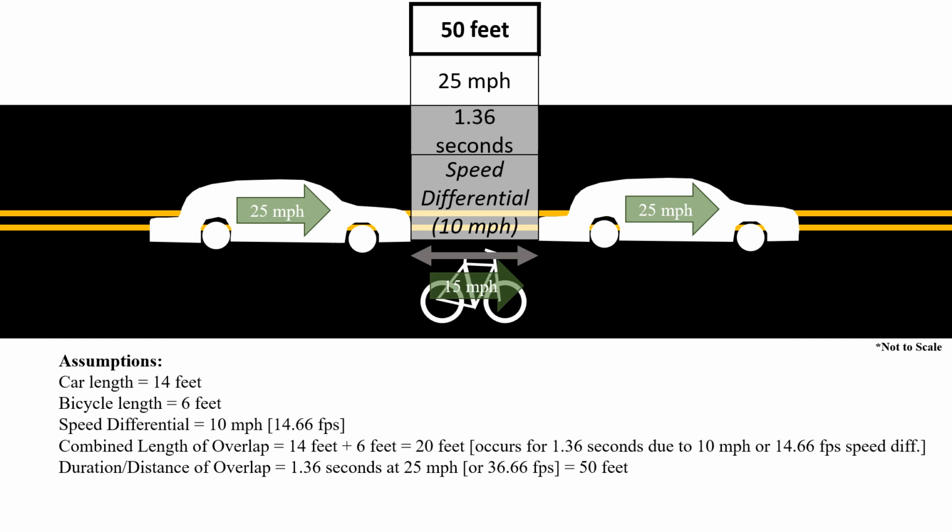Again, we also need to think about the buffers both longitudinally and laterally to provide a safe distance as the vehicle is approaching the bicycle to overtake it and pass it, as we're looking at in this example.